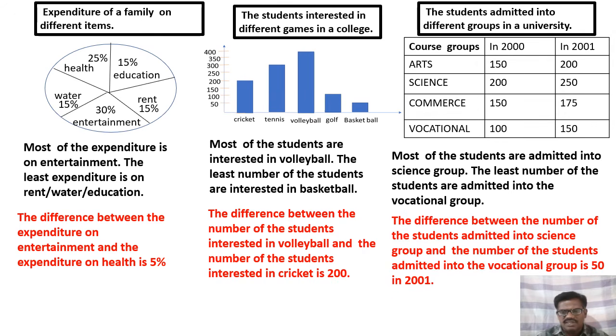Like this, they may say the difference between the number of students admitted into science group and the number of students admitted into vocational group. In this way, they may say the differences among the values and they may come out with a number of sentences.